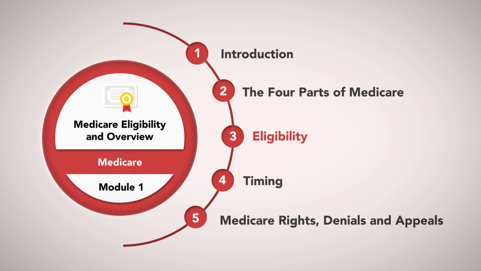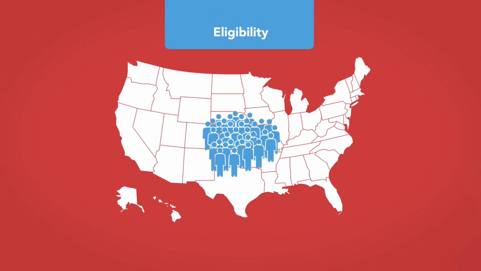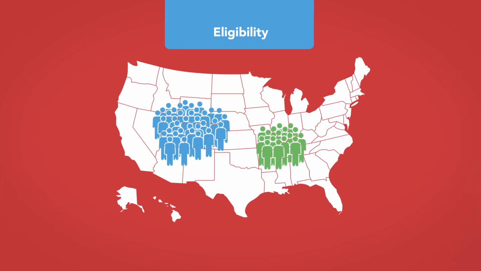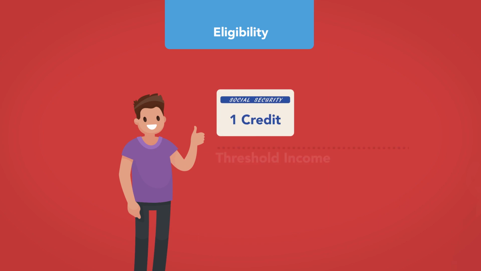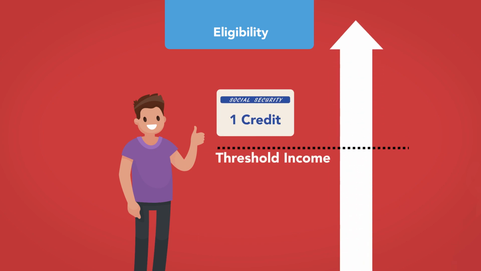Eligibility. American citizens and lawful permanent residents, green card holders, are eligible for full Medicare benefits if they have earned 40 Social Security credits. A person earns the Social Security credit by earning a threshold income that's subject to payroll tax in a given year.